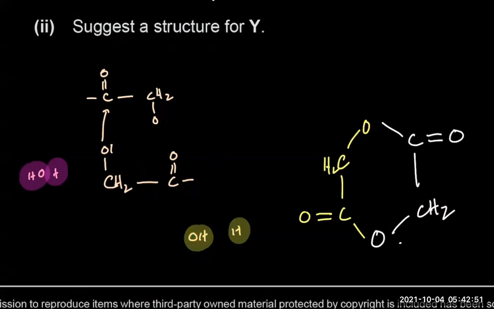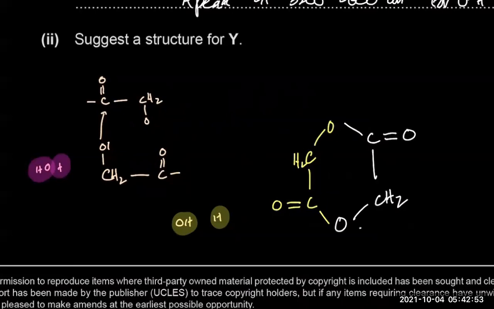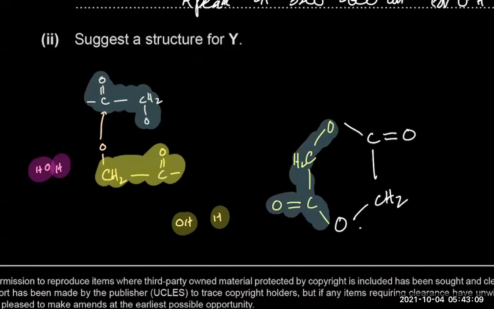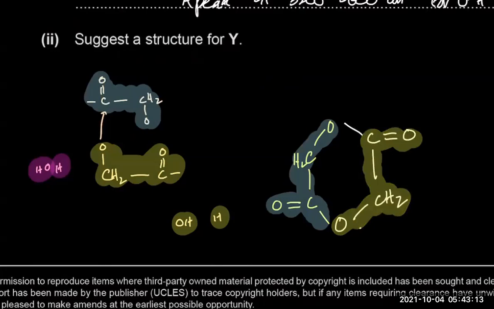So now what do we have left? This is what we have left. So you have to figure this out. You know that here COCH2O will come from one molecule, COCH2O, and the other COCH2O will come from the other molecule. Okay, that makes sense.